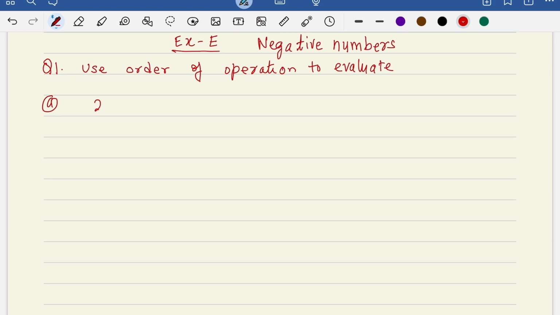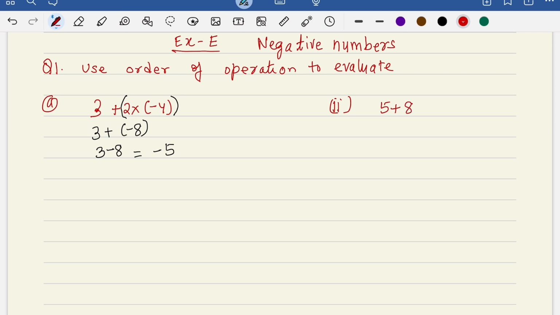So the first question is 3 plus 2 times minus 4. First, according to BODMAS, we have to do multiplication first and then add. So 2 times minus 4 is minus 8, and then we add 3. It can't be 3 plus 2 is 5 and 5 times minus 4 is minus 20. That would be the wrong answer. So multiplication is done first.